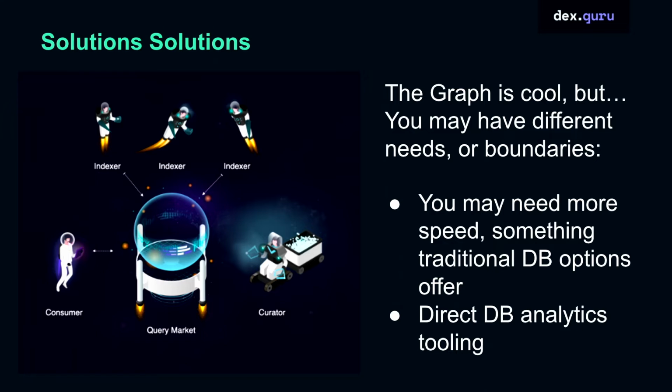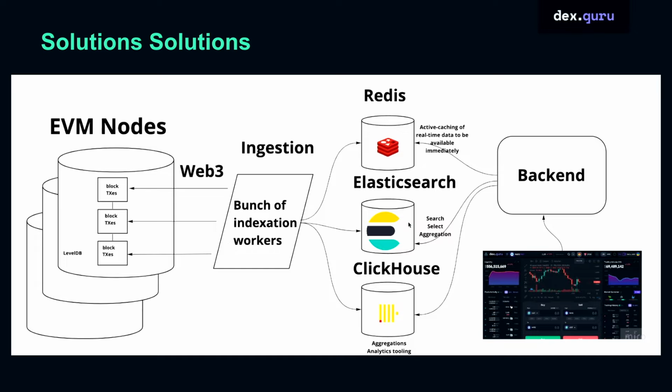So traditional DBs offer much more tooling to analyze the data. You can execute actual analytics jobs on your nodes and so on and so forth. It doesn't exist in The Graph yet. And here is how we're doing it. And that's pretty much what DexGuru uses to get all that information.